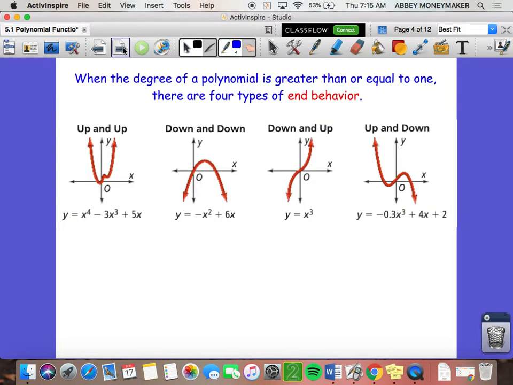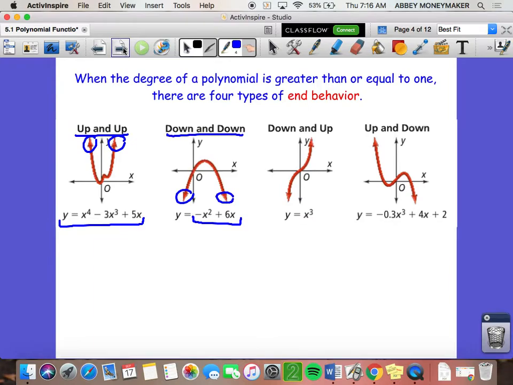The second part of today is we need to look at the end behavior of our polynomial. So it says here, when the degree of a polynomial is greater than or equal to 1, there are 4 types of end behavior. So we could look at our graph. If we were to type this graph into our calculator and graph it, we would notice that both ends are pointing up. So this is an up, up graph. If we typed this quadratic into our calculator, we would see that it's a parabola facing down, and we've dissected this well last module. So this is an example of down, down.